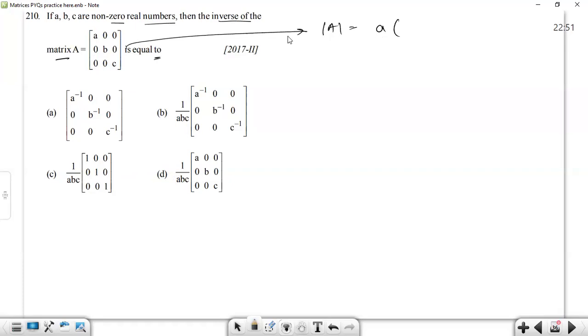a into bc minus 0, minus of 0, anything doesn't matter, plus 0, anything doesn't matter, because anything getting multiplied with 0 is going to become 0 only. So abc, yeah, 0 minus of 0, doesn't matter. So the determinant is abc. Now let's find out the adjoint of the matrix.